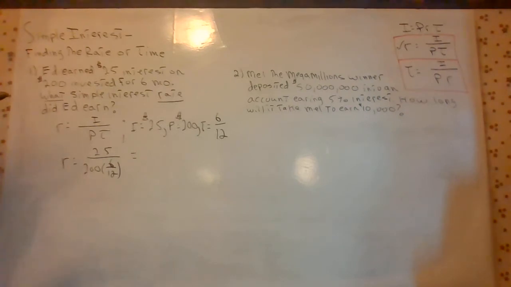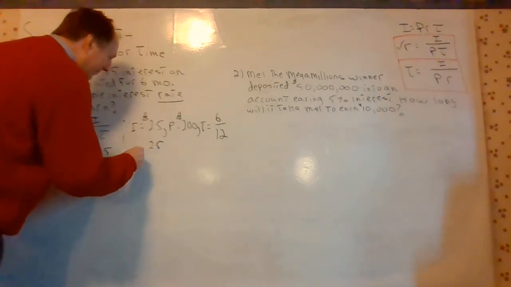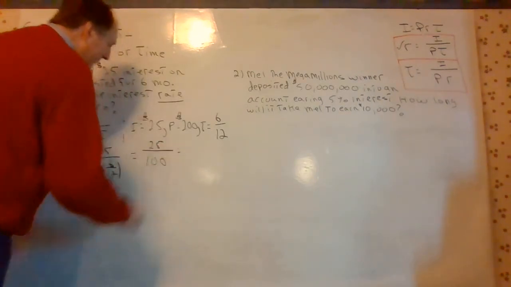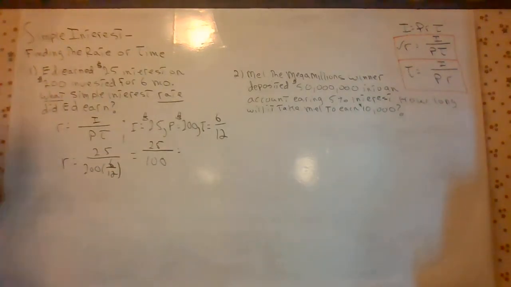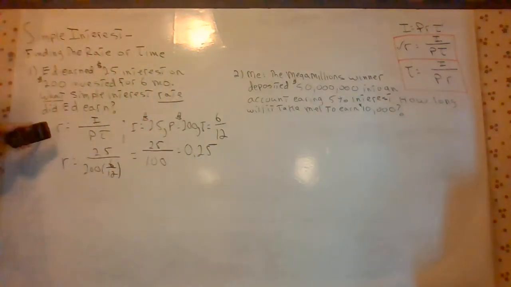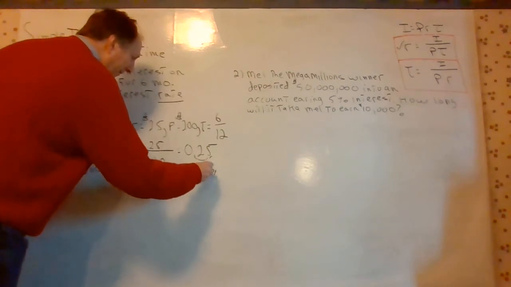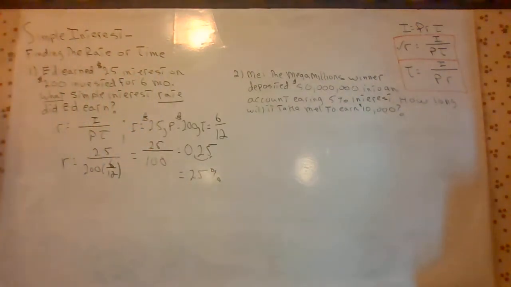We have 200 times 6 divided by 12. I can do this in my head, so in case you're wondering, but I'm just following what you should do. That ends up being 100, so you can simplify that to 25 over 100, and then you can do that division. 25 divided by 100 is 0.25. R comes out of this as a decimal, but quite often we want it as a percent. So we'll move the decimal over 2 places, and the answer is 25%. Ed earned a pretty good rate of interest on his investment for 6 months.